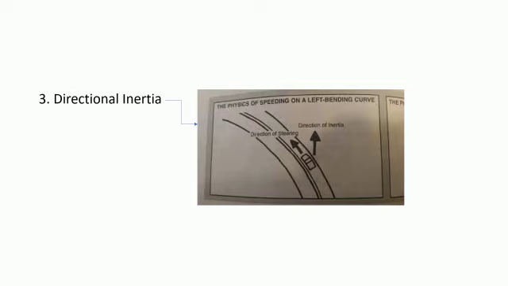Third, directional inertia. The property of an object due to which the object cannot change the direction of its motion is called directional inertia. For example, if a vehicle in motion along a straight line suddenly turns, the passengers sitting in it are thrown opposite to the direction of turning.